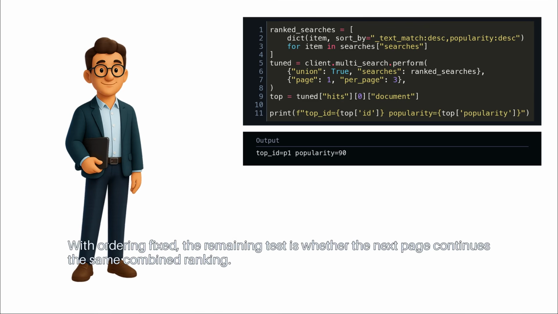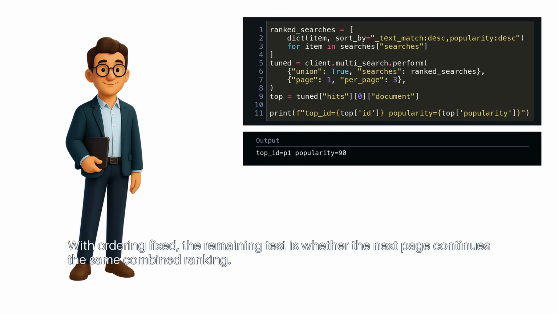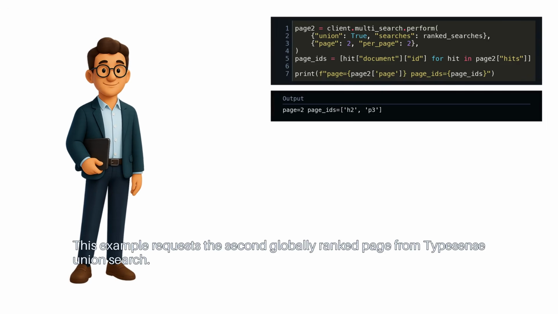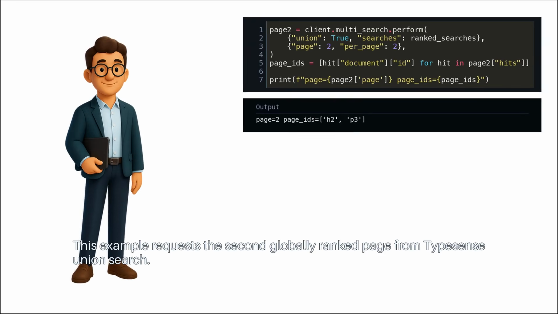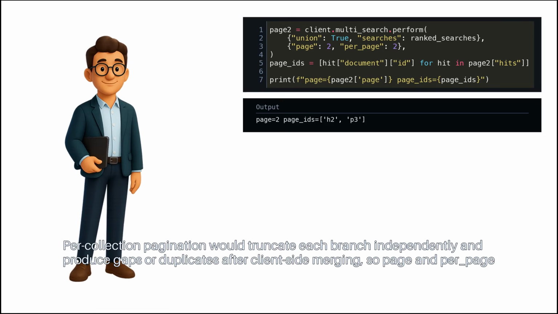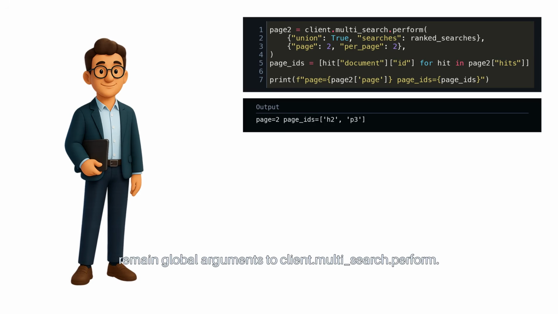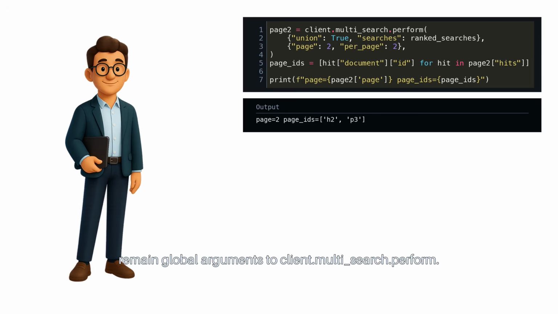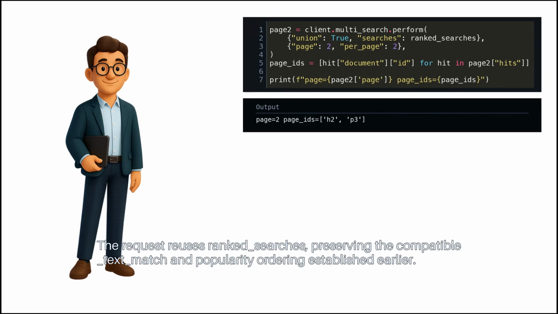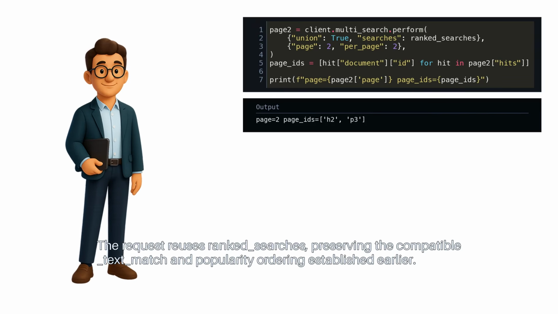With ordering fixed, the remaining test is whether the next page continues the same combined ranking. This example requests the second globally ranked page from Typesense union search. Per-collection pagination would truncate each branch independently and produce gaps or duplicates after client-side merging. So page and per_page remain global arguments to client.multisearch.perform. The request reuses ranked searches, preserving the compatible _text_match and popularity ordering established earlier.